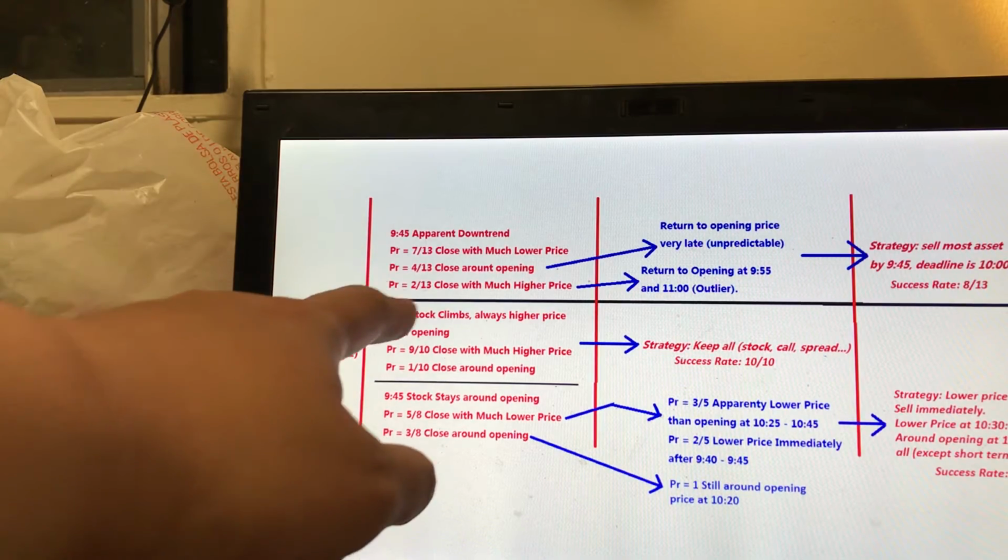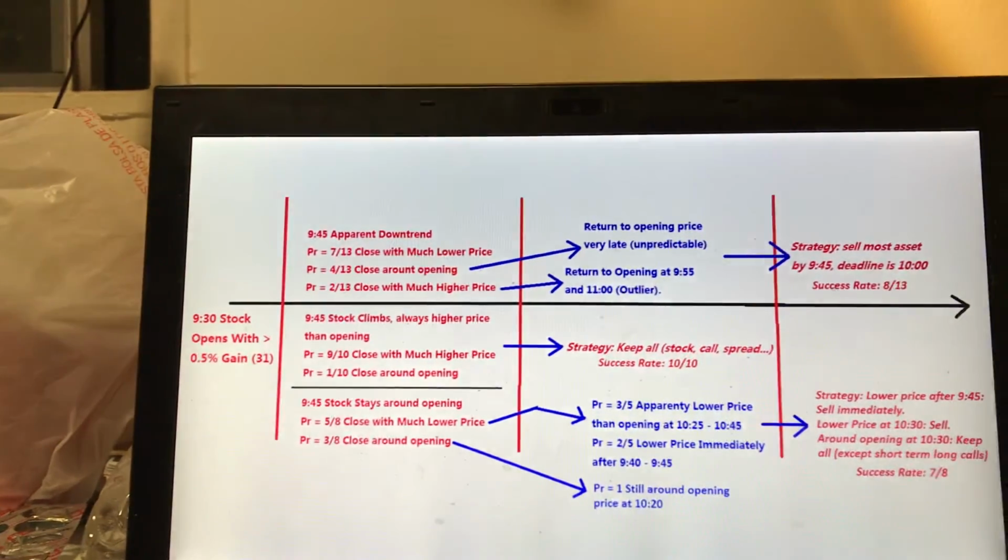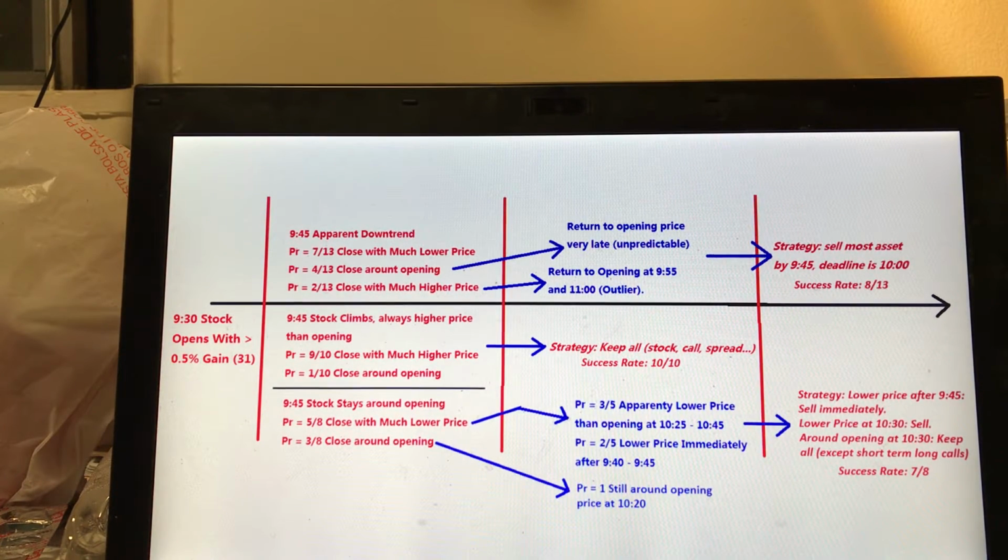And out of the two cases, one of them returns to the opening price at 9:55, and one of them returns at 11, which we will consider as an outlier, since we definitely don't want to miss the majority of our profit or suffer from bigger loss by waiting for the stock to go back until 11 a.m. And so for these cases, the stock price returns to the opening price at a very late time, so it can be very unpredictable.